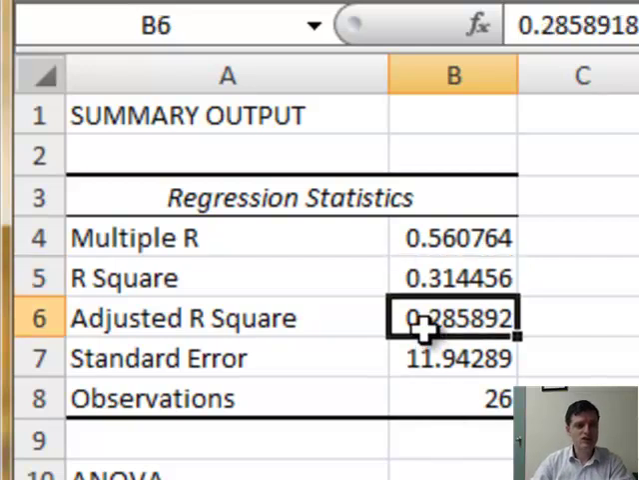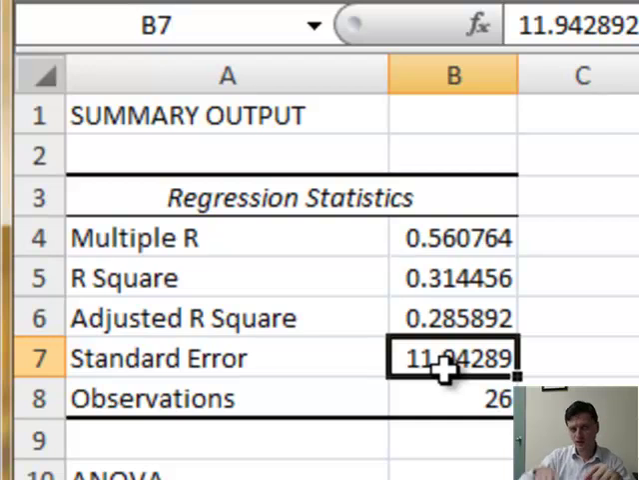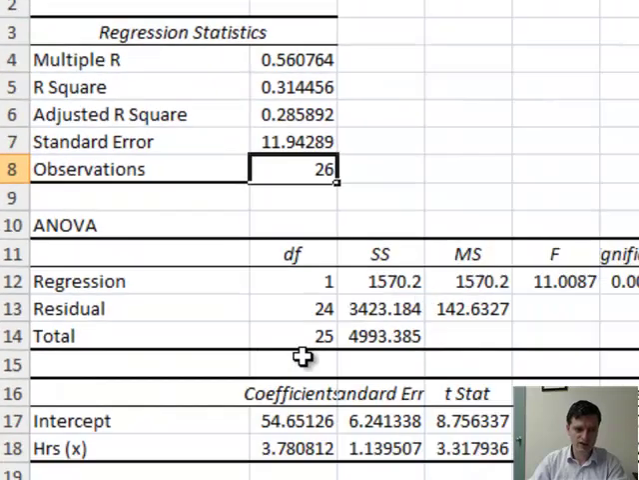The adjusted R-square, this is the real R-square. This is the real percentage, so it's 28.59. So it's about 29% that the real variability or variance in the score in the exam is explained by the number of hours. The standard error is here, which is standard deviation of the normal probability. As you know, the number of observations was 26 students.